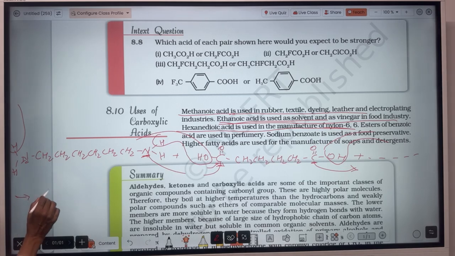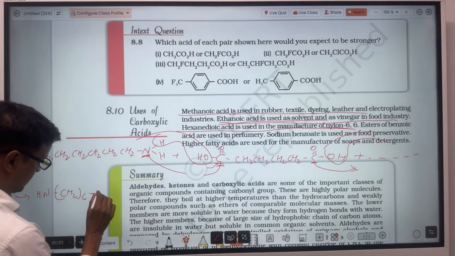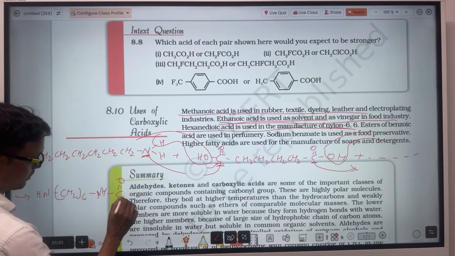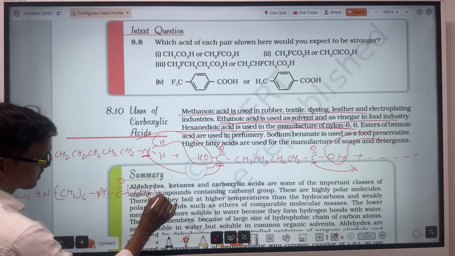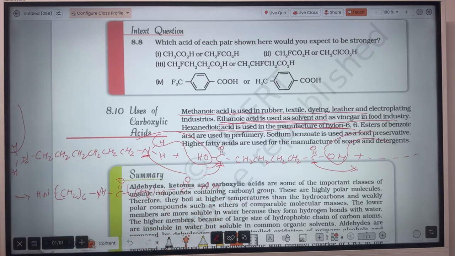The structure will be what? NH here and CH2 whole 6. Then after here is NH again, NH, and then after C double bond O, and this CH2 whole 4 and C double bond O, and again NH. So what happened here?